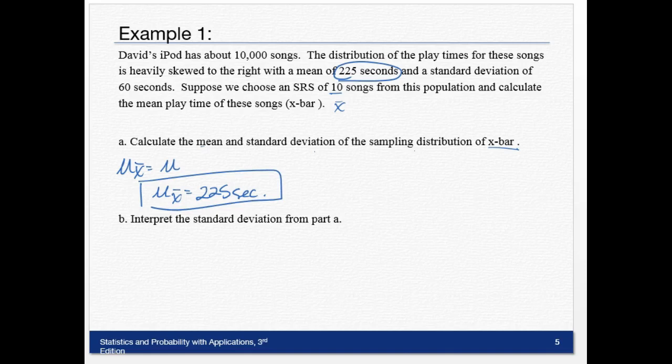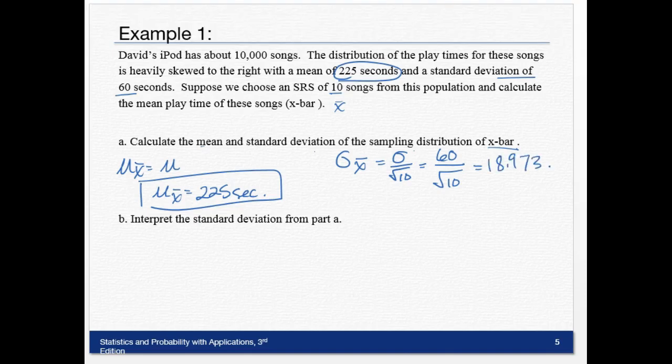Easy enough. Now to get the standard deviation of our sampling distribution, the formula says to take the standard deviation from the population and divide it by the square root of your sample size. So in the problem it says the standard deviation of all the songs is 60, and I divide it by the square root of 10. And when I do, I get 18.973.